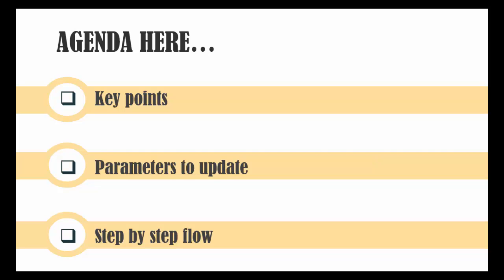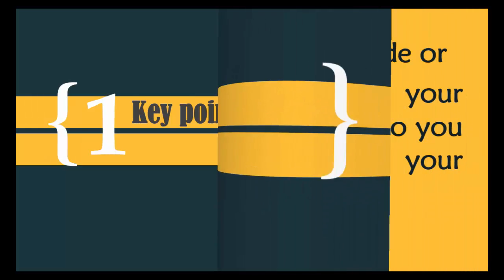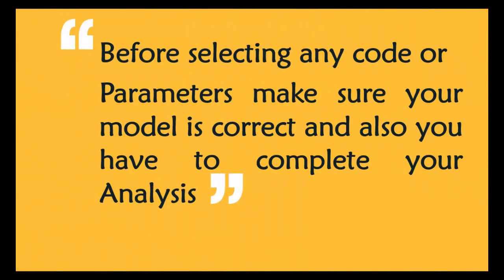So let us understand the key points. The key points are typically the bullet points, or maybe the definition, or the process, or the points you consider during analysis that you cannot avoid. Before selecting any code or parameters, make sure your model is correct, and also that you have completed your analysis. Let me explain what I mean.